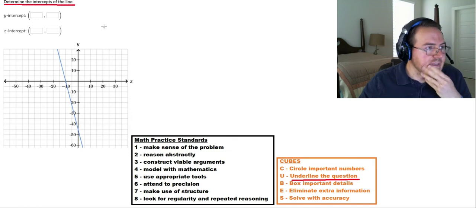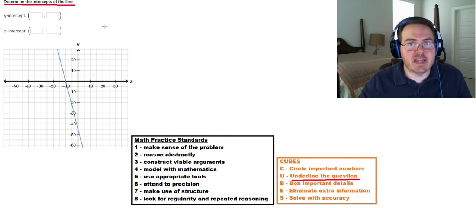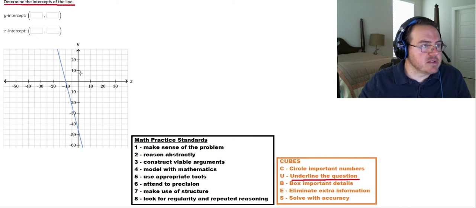Okay, now all I'm given is a picture. That's it. That's all I've got to go on. So I know my intercepts are here, and it looks like right there.